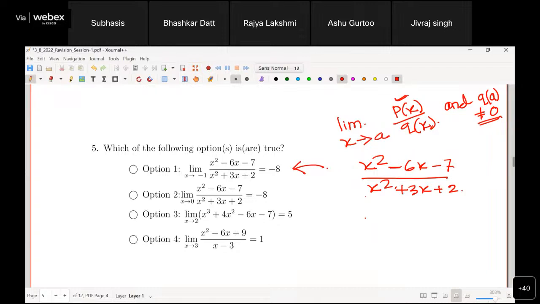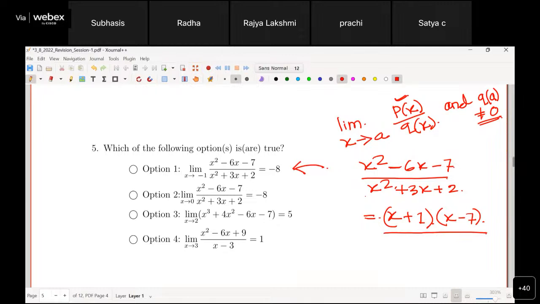Two, right? So I can factorize the above polynomial. What will be the factorization? The numerator is x squared minus 6x minus 7, which factors as (x plus 1) times (x minus 7). So x plus 1 and x minus 7 are the factors of the numerator. Correct.